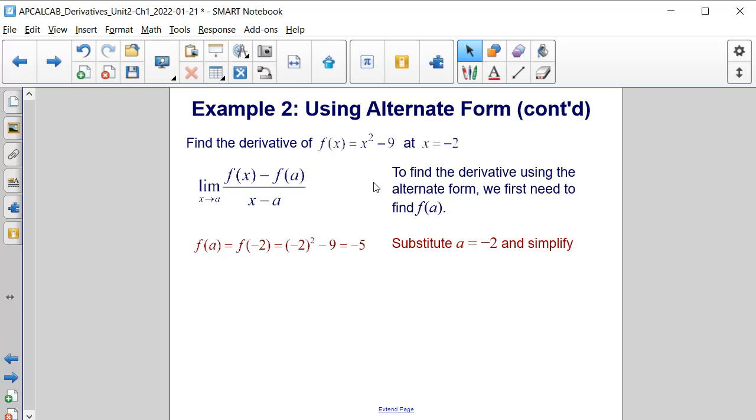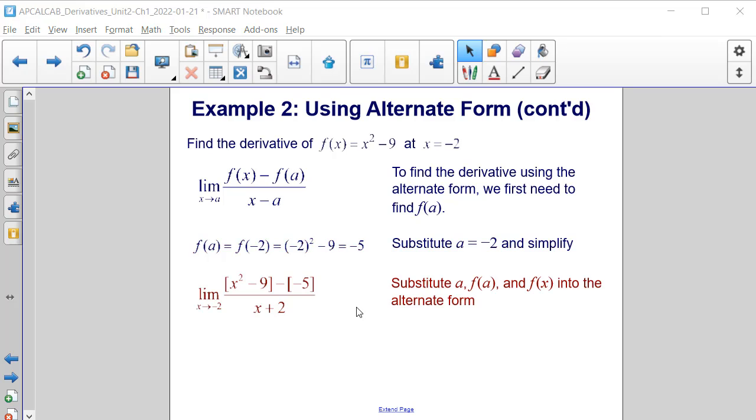If we substitute -2 into our function for our x value, we'll have -2 squared minus 9, so that'll be 4 minus 9, which is -5. And now we can substitute our a value of -2 in for x, or I'm sorry, in for a. So we'll have x minus negative 2, or x plus 2. And then we can do the same thing with f of a, which is negative 5, and f of x, x squared minus 9.